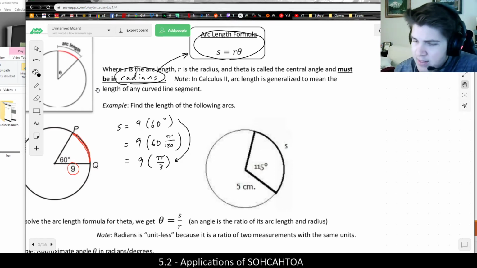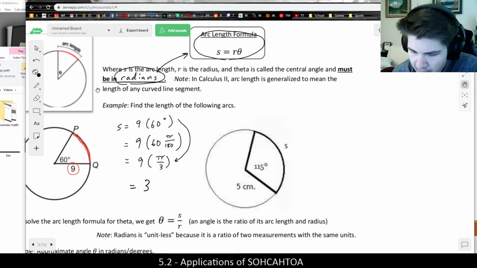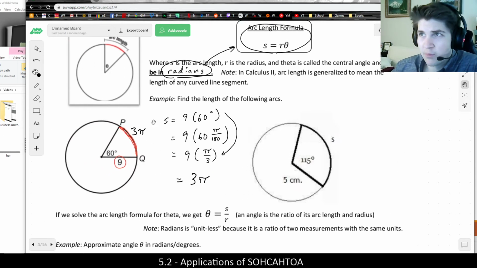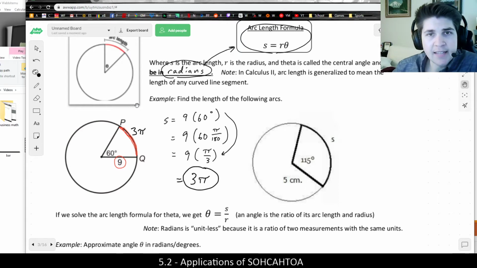But anyways, go ahead and finish this math. Well, obviously 9 divided by 3 is 3, so this would give me 3 pi, which would be the length of the circular sector that I was looking for originally in this case. And that's what we refer to as the arc length formula, and we could use that to find the length of the arc in a particular circular segment.